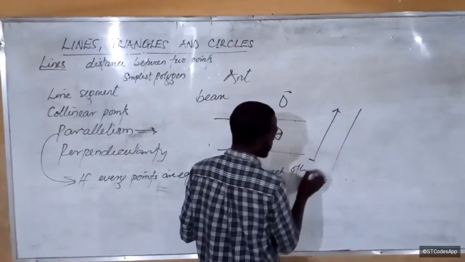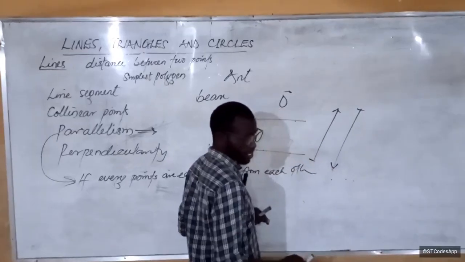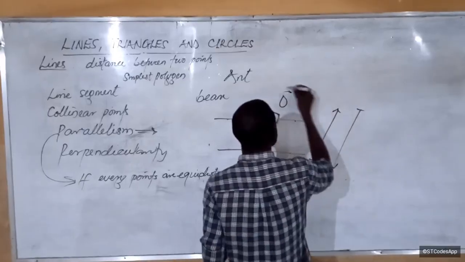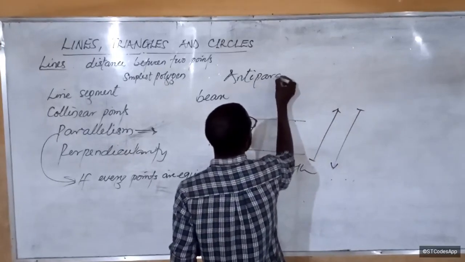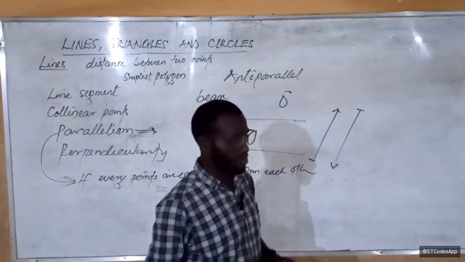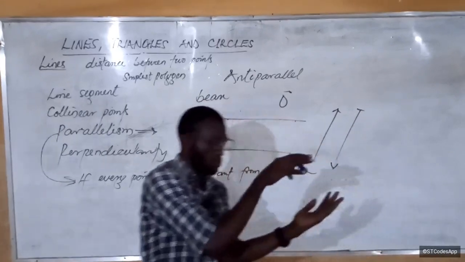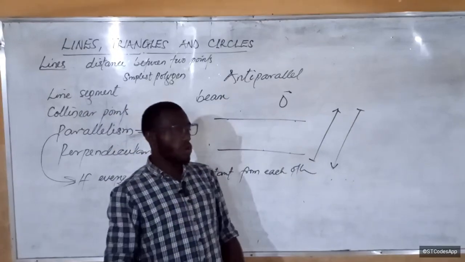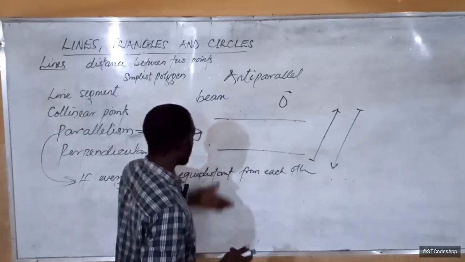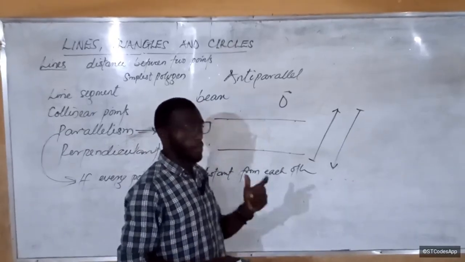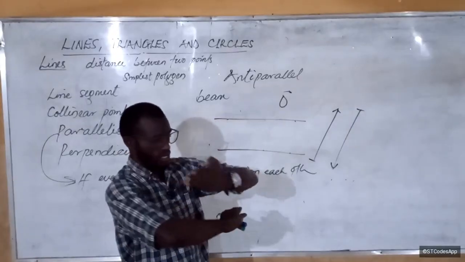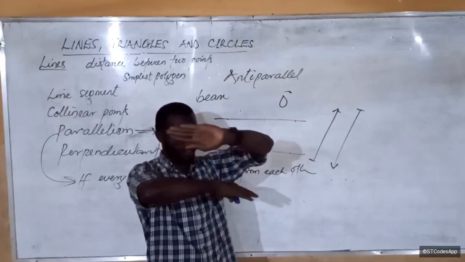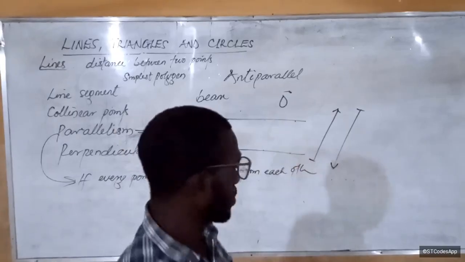maybe this is a ray going in this direction, and this is another ray going in this direction. These two are a special type of parallelism called anti-parallel. Parallel means they are going in the same direction and each point is equidistant from each other. While anti-parallel means each point is equidistant, or they have a 0-degree angle between them, but they are moving in different directions. This one is going this way, this one is going this way. Do you understand?